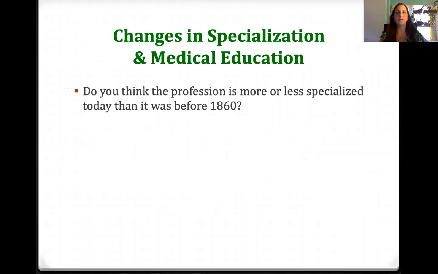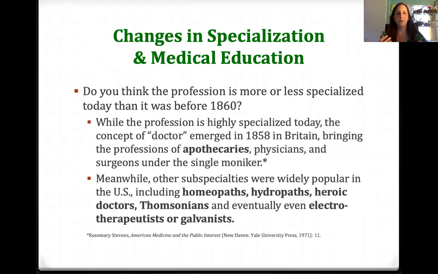So, changes in specialization in medical education. Do you think the profession is more or less specialized today than it was before 1860? That's actually a really difficult question to answer because there were a ton of specialties before there were any standards. So while the profession is highly specialized today, the concept of doctor emerged in 1858 in Britain, and it brought together a few different specialties under one aegis. The profession of apothecary, physician, and surgeon became one word, doctor. Meanwhile, other subspecialties were still really popular in the US, including homeopaths, hydropaths, heroic doctors, Thomsonians, and eventually even electrotherapeutists or galvanists.